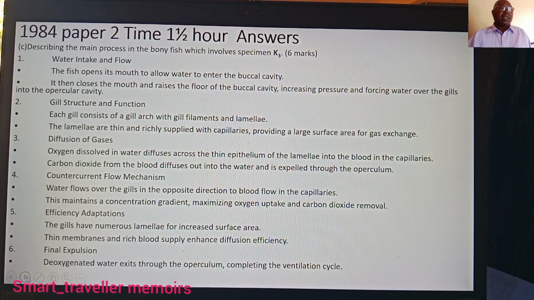Describing the main process in the bony fish, which involves specimen K3. The first point is water intake and flow. The fish opens its mouth to allow water to enter the buccal cavity. It then closes the mouth and raises the floor of the buccal cavity, increasing pressure and forcing water over the gills into the opercular cavity.